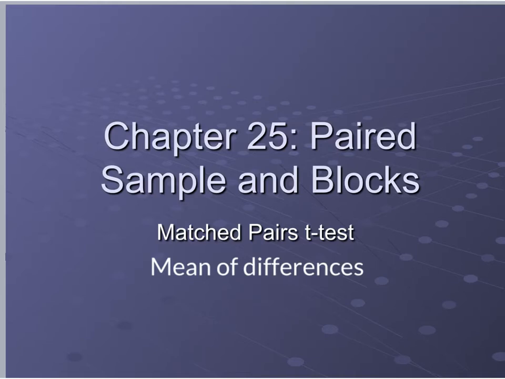Chapter 25 is paired samples and blocks. We're looking at a matched pairs t-test, where we have two matched sets of data and we're looking at the difference between the two. And this is the mean of those differences. We'll look at some examples.